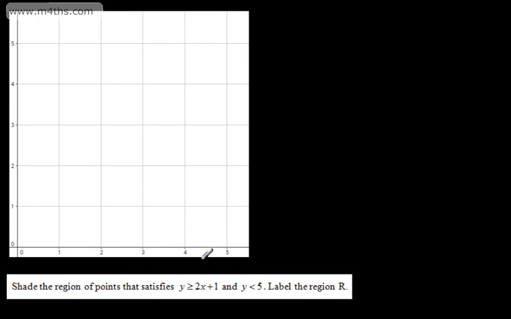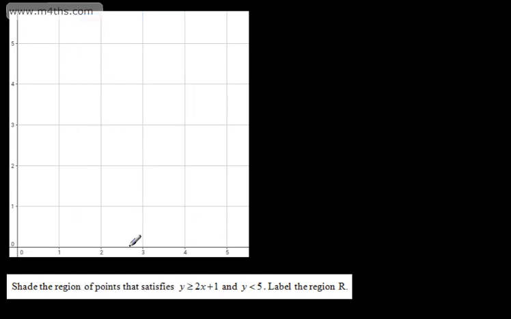Okay, here we go. Shade the region of points that satisfies y is equal to or greater than 2x plus 1 and y is less than 5. So if you're not confident, I'll do this. Let me do this with the gradient intercept method.